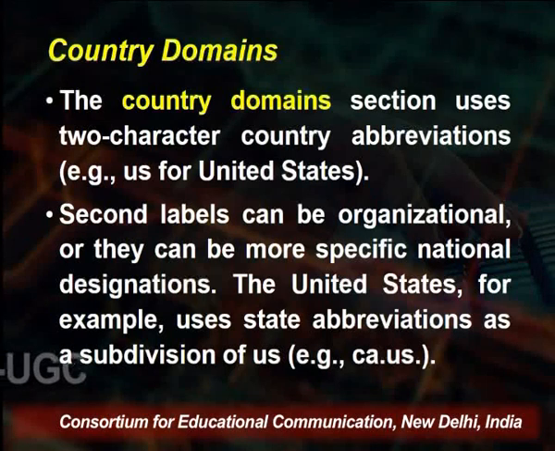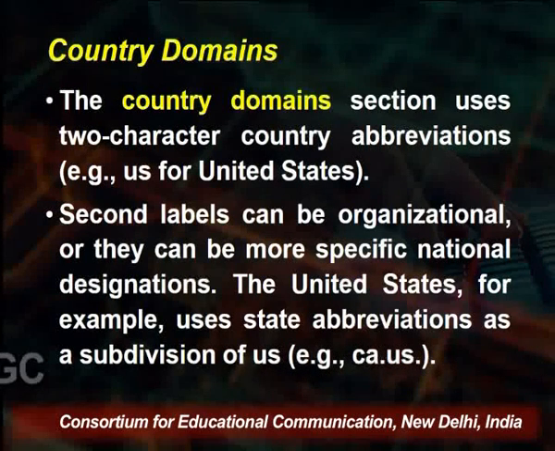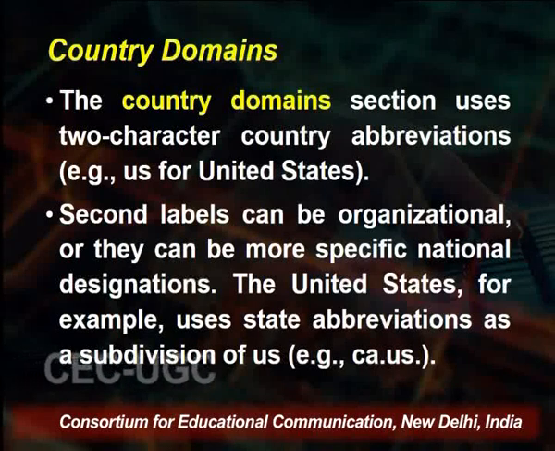The second type of domain name is the country domain name. The country domain section uses 2-character country abbreviations for domains, right? The second label can also be used in countries like the USA because they have an abbreviation for the state also.